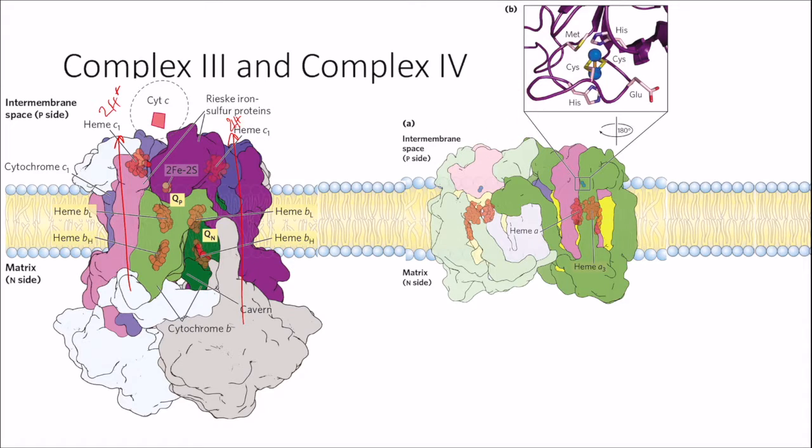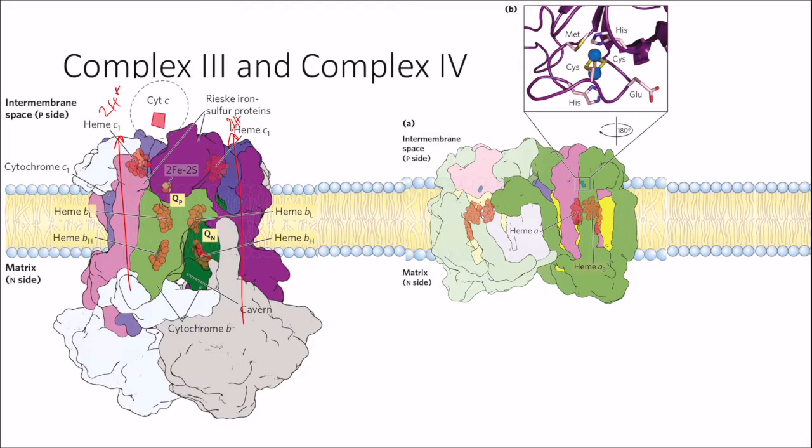Complex 4 is known as cytochrome C oxidase, and the goal of this complex is to transfer the electrons from the reduced cytochrome C molecules to oxygen molecules. This is one of the main reasons that cells need oxygen to complete this cycle. The complex is composed of heme A and heme A3, as well as 3 copper atoms.